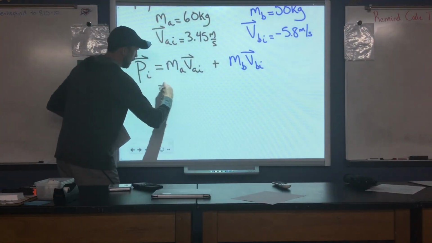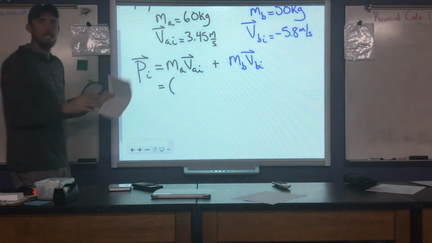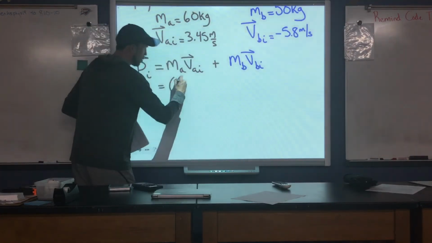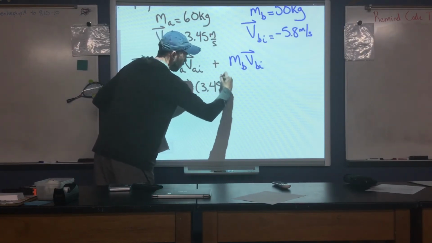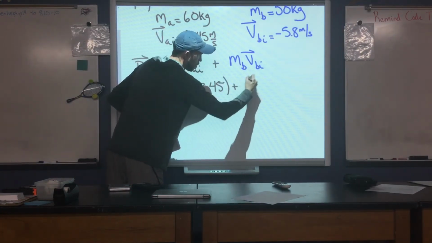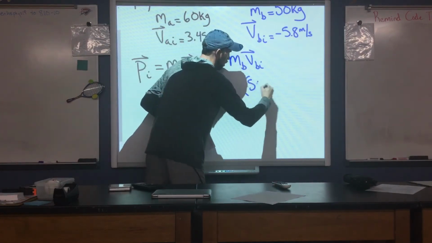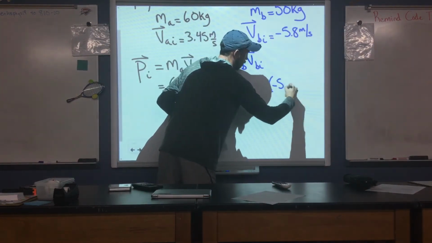We've got student A. I might run out of space here, so I'm going to go ahead and drop the units off just to save some space. 60 and 3.45 plus student B, we've got 50 and negative 5.8.